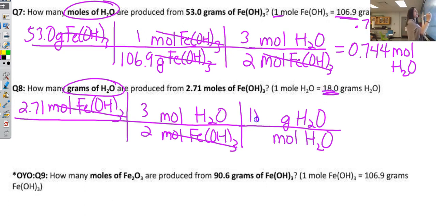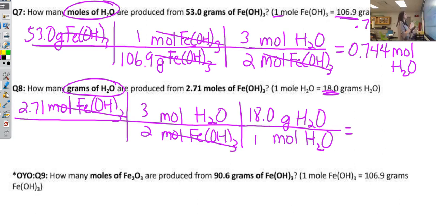18.0. So the 18.0 goes here. So what number goes with the mole? 1. Mistakes. People will look back at the balanced equation and they'll say a 3 goes with the H2O. Wrong. This is an equality. This is telling us how many grams of water are equal to 1 mole, and that comes straight from the periodic table. So I'm going to show you that in just a second.